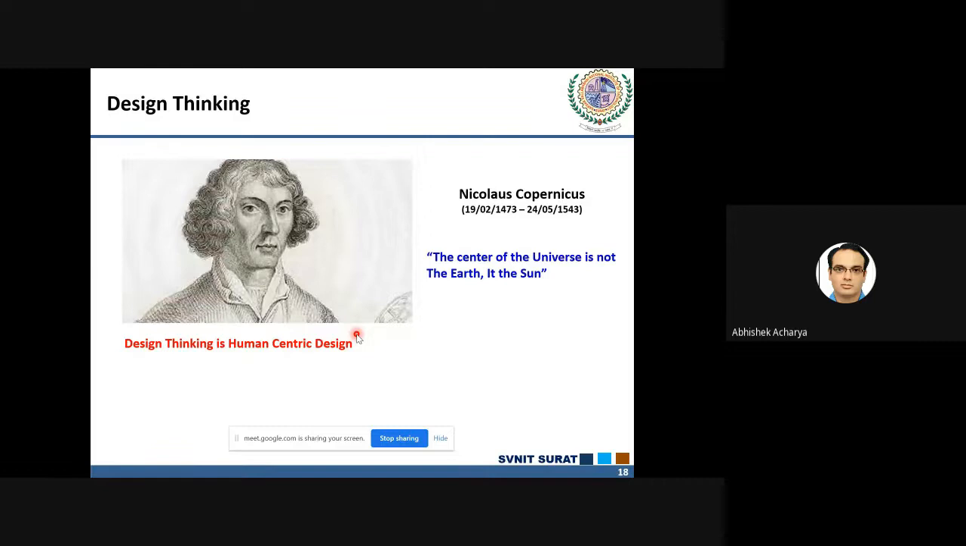So this image in front of you is of Nicholas Copernicus. He was a very popular astronomer of his time. What theory did he formulate? If you remember, he formulated that the center of the universe is not the earth, it is the sun. By that time, what was happening? Everybody believed that the center of the universe is basically the earth. But he was the first man, at least in literature.